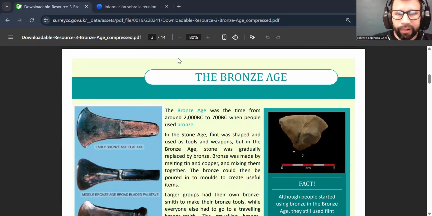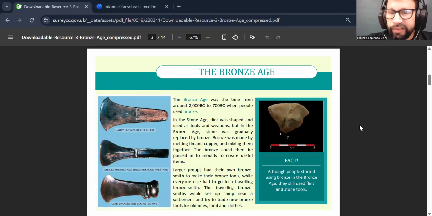All right, the Bronze Age. Well, what is it? The Bronze Age was the time from around 2000 BC to roughly 700 BC, when people, as its name says, used bronze. In the Stone Age, flint, a sharp gray pointy stone, was shaped and used as tools and weapons. But in the Bronze Age, stone was gradually replaced by bronze.